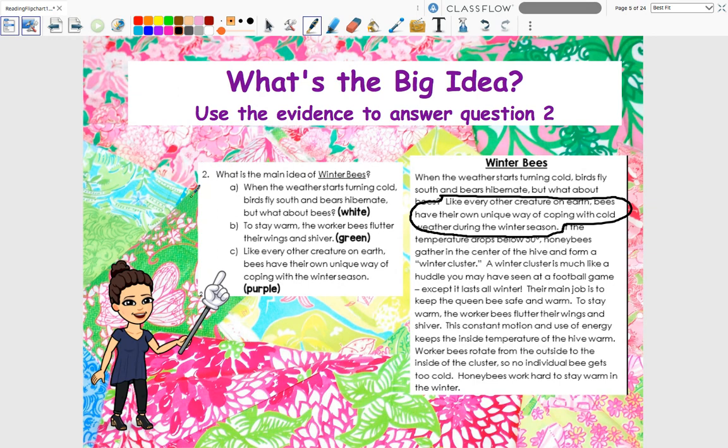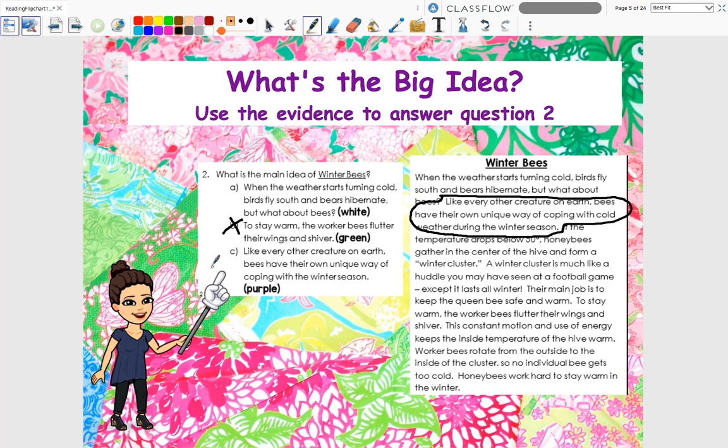Let's go and continue reading. Maybe we can find something that matches a little bit closer to our main idea here. Okay. B, to stay warm, the worker bees flutter their wings and shiver. Does that match up with our main idea sentence? No, that is a supporting detail. They do flutter, but that's not what the whole thing was about.